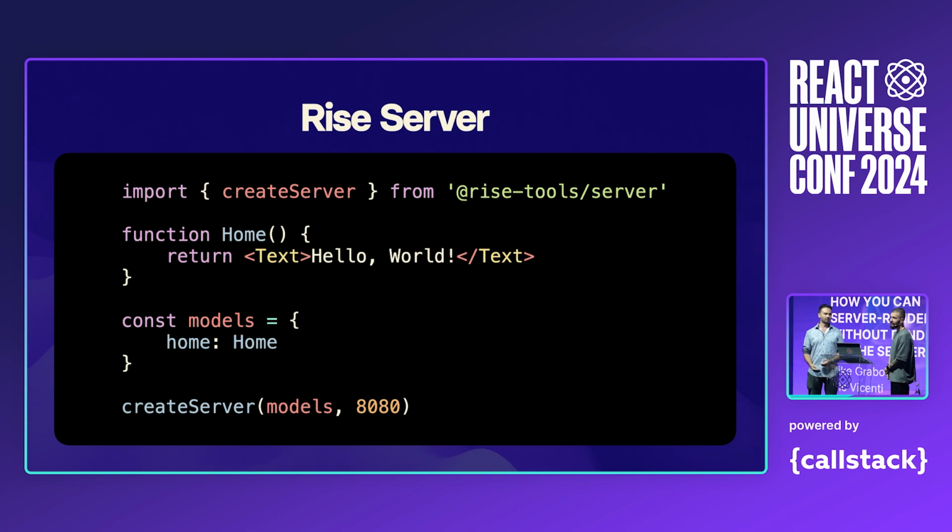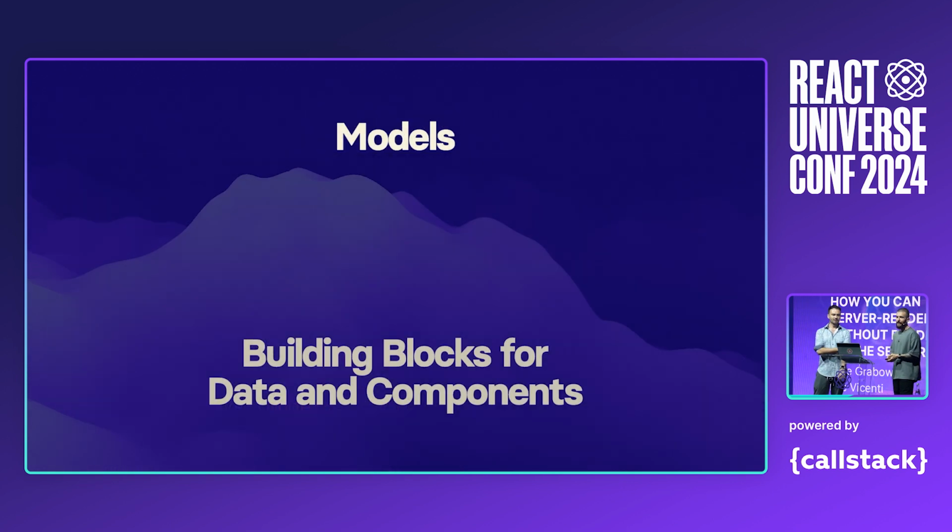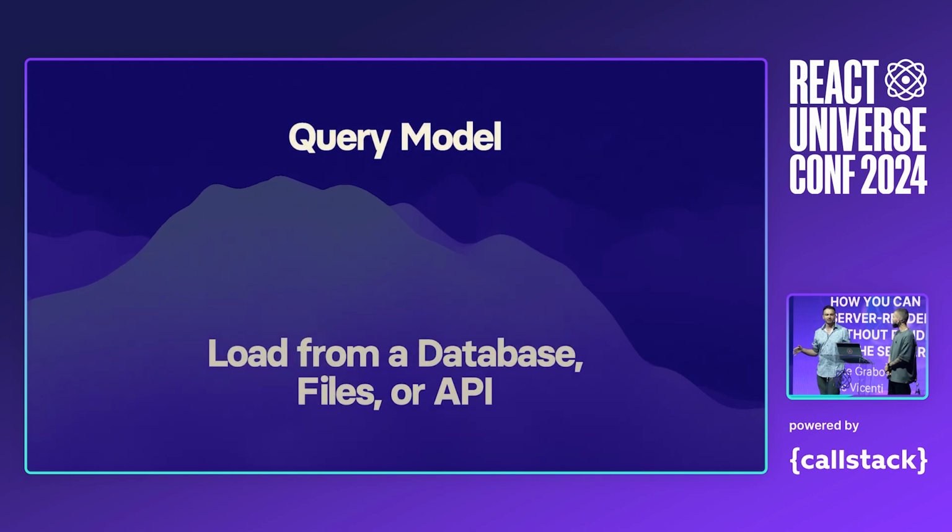Yeah. So on the server, you pass in the models object with paths as keys. And a basic model, as you see on the screen, is just a function that returns some JSX. But there's more. There is a bunch of other different models that you can think of as sort of building blocks. So let's go over these building blocks.